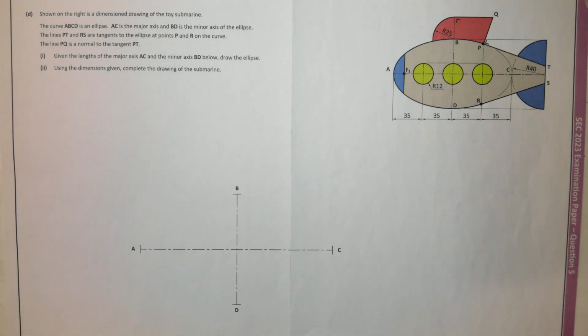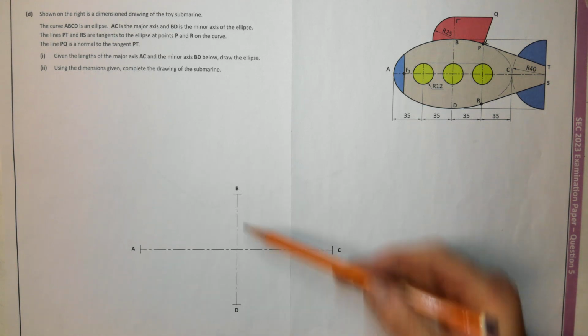AC is the major axis, so you can see there our major axis, and BD is the minor axis going down there. The line PT and RS are tangents to the ellipse at points P and R on the curve, so you can see there you've got two tangents. And then the line PQ is a normal to the tangent of PT, so this line here. Part 1, given the lengths of the major axis AC and the minor axis BD, below draw the ellipse, and then part 2, using the dimensions given, complete the drawing of the submarine.